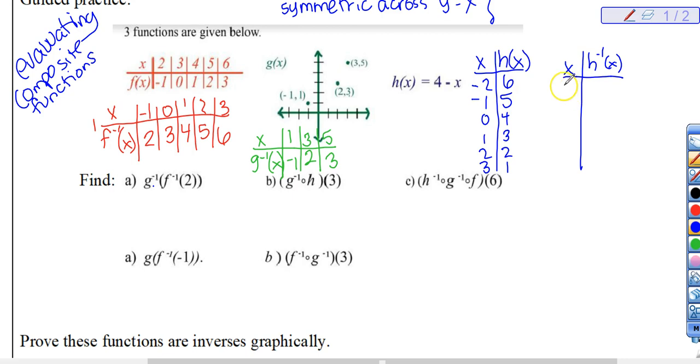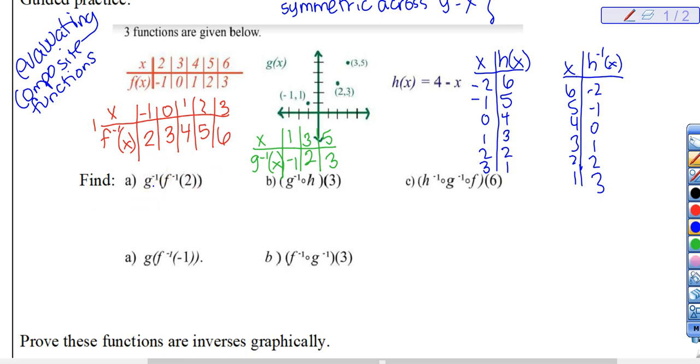Switch them out. 6, 5, 4, 3, 2, 1. -2, -1, 0, 1, 2, 3. They just switch. So there we have all of these points. And remember, when we're doing compositions and we're evaluating, we go from input, replace it with output. Remember? Input, output, input, output, input, output.